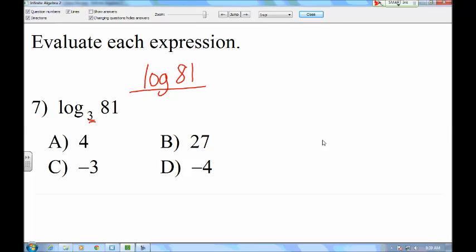Log 81 divided by log 3, and this would be showing your work. Your homework tonight will give you all the answers. All you have to do is show work. So that's how I show work, showing that I understand change of base. Log 81 divided by log 3, and we're choosing it to be base 10. And you would get 4. Correct.